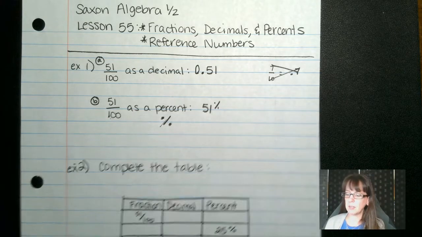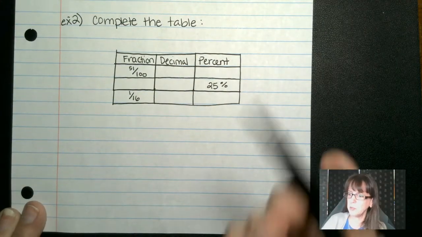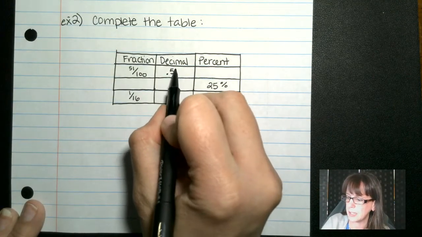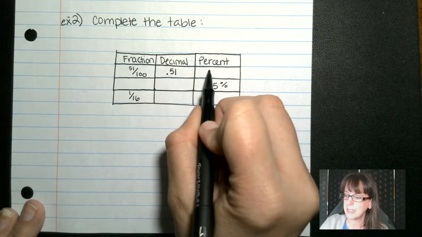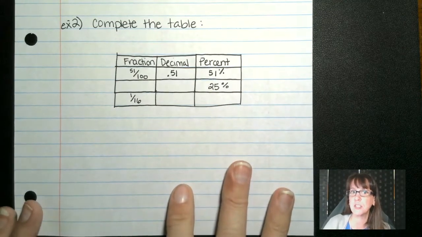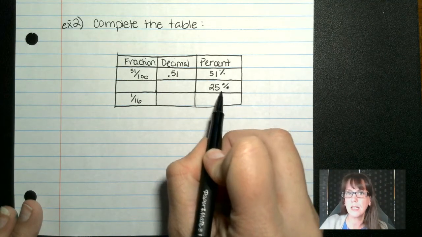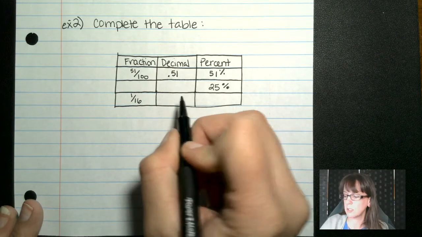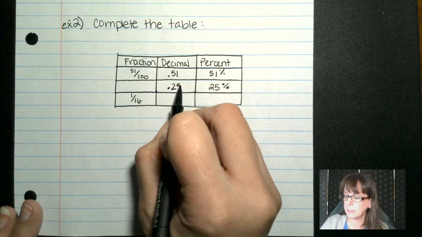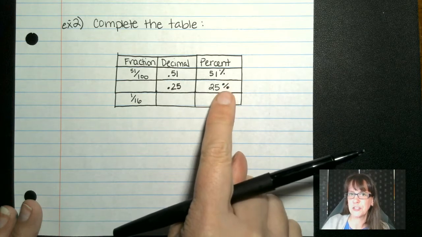Okay, so let's talk about completing this table. The first part, 51 over 100, what is that as a decimal? We already figured that out. It is 0.51. As a percent, it is 51%. Now, looking at this guy, we have 25%. So what is that as a decimal? Well, there's 2 dots and a percent sign, so we're going to move our decimal 2 spots over. So it's 0.25.